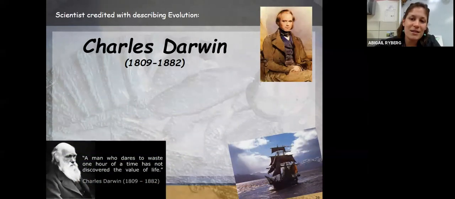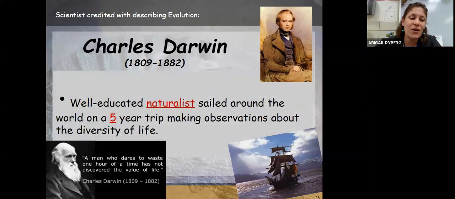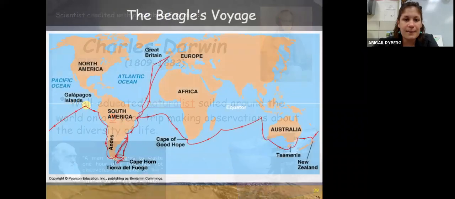Nowadays, the scientist that we credit with fully understanding and explaining the process of evolution is Charles Darwin. Charles Darwin was alive during the 1800s. He was born in 1809 and lived to 1882. He was a very educated naturalist, actually, that sailed around the world on a 5-year trip, just making constant observations about the diversity of life that he saw, animal behaviors that he got to observe, and so on.